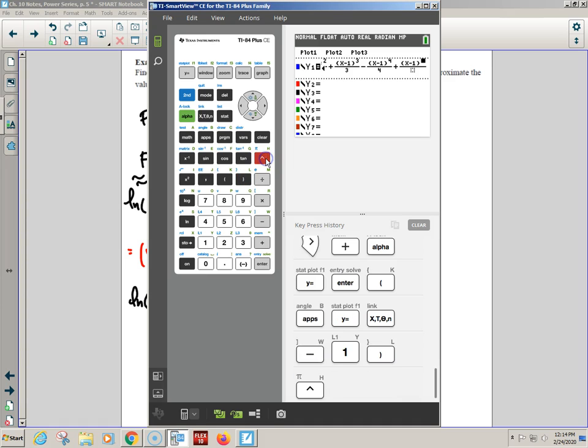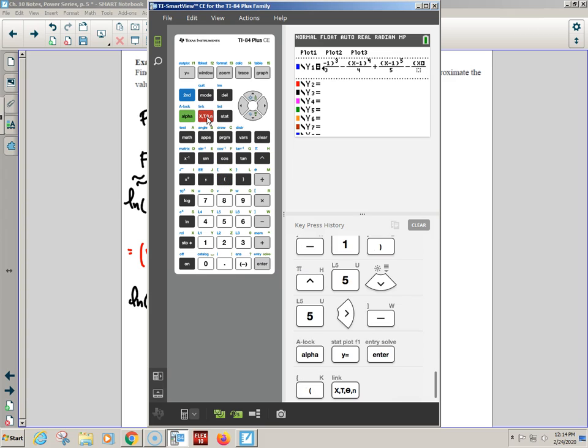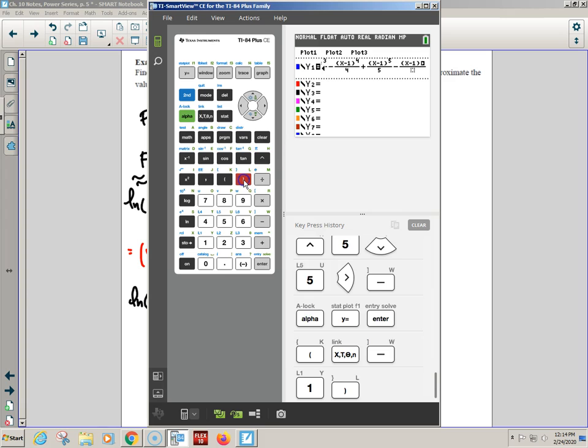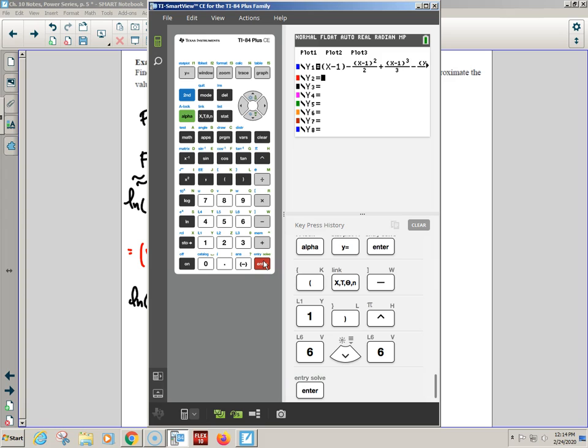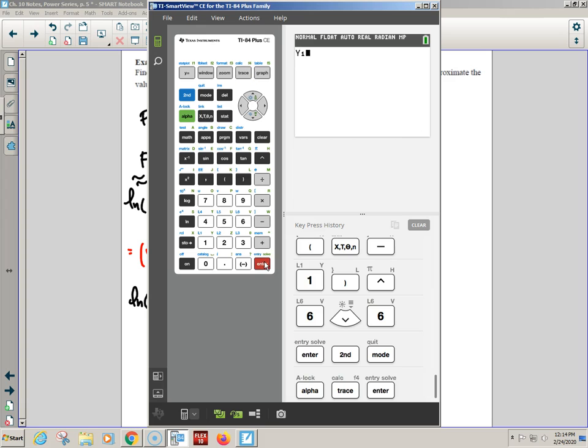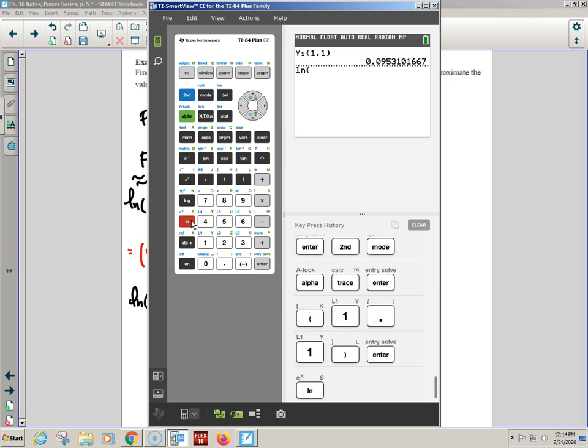What am I supposed to be using this to do again right now? Approximating where? ln of 1.1, because this is the Taylor polynomial for ln x at 1, or around 1, right? X minus 1 to the power of 6 all over 6. Whew, that took forever, but now I can use it however many times I need. So, setting quit, let's go ahead and do y1 of 1.1. What are we trying to compare it to? ln of 1.1.